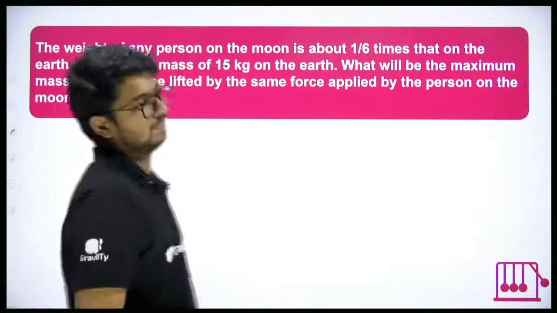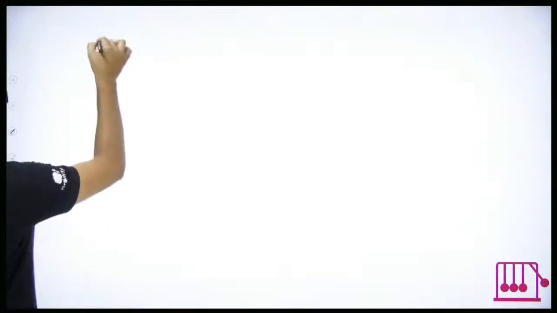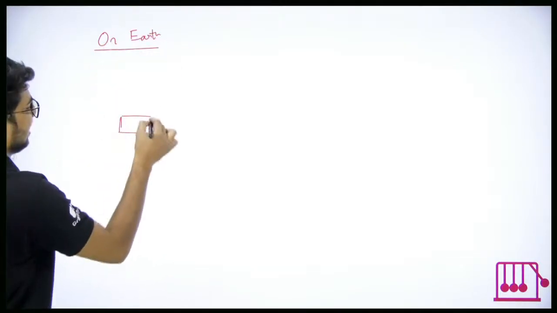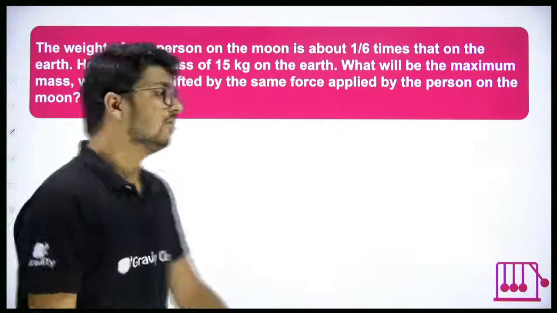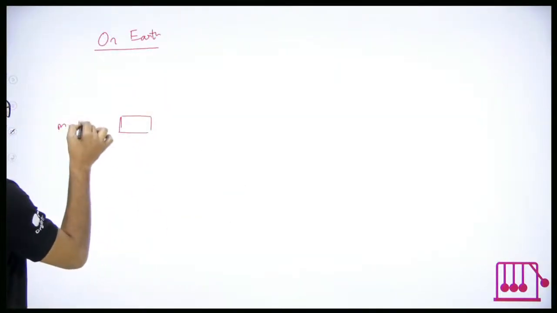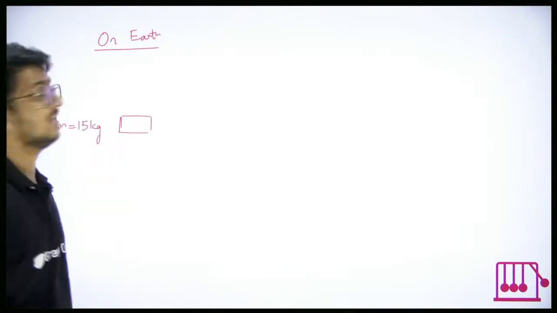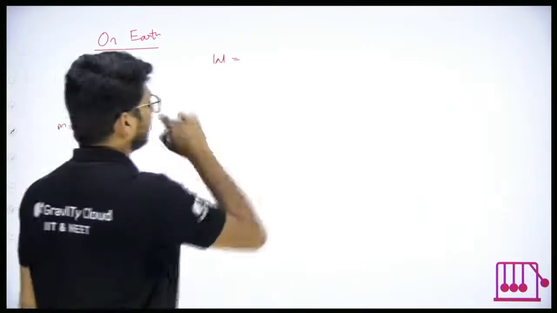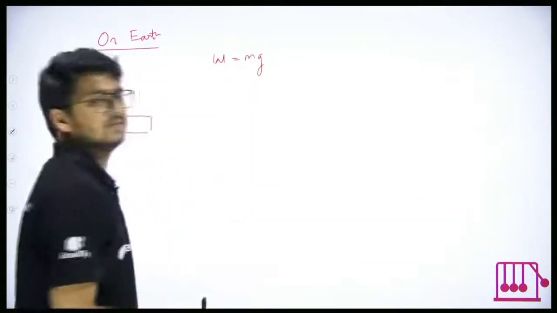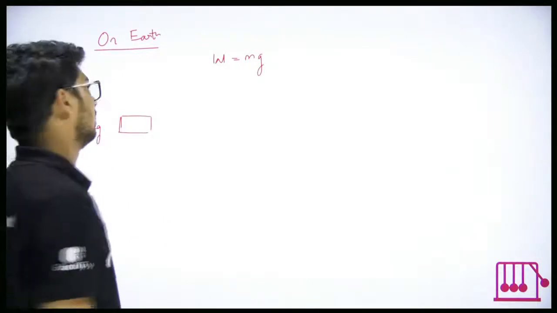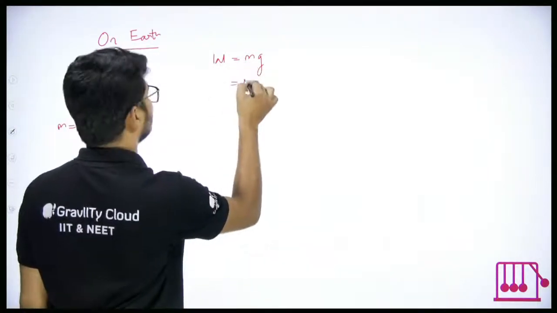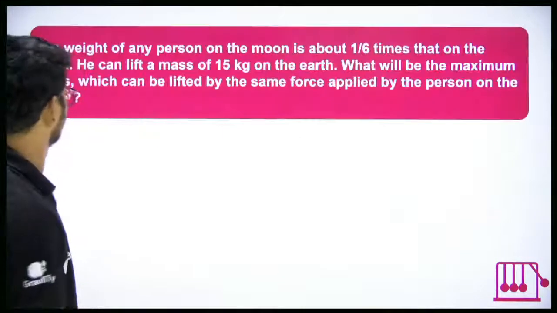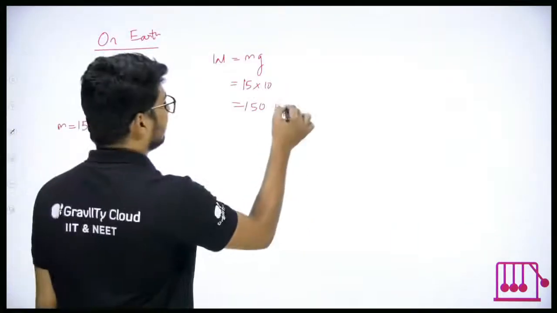Let me explain. Okay. So first of all, look at this. On earth, he can lift a weight of how much, or a mass of how much? Mass of 15 kilogram. So if mass is 15 kilogram, what will the weight be? Let's take g is equal to 10 meter per second square. So weight is equal to mg. Right, so I can call it as what? Mass is 15, g is 10. As of now, we'll take it as 150. Okay. So the weight is 150 Newton.